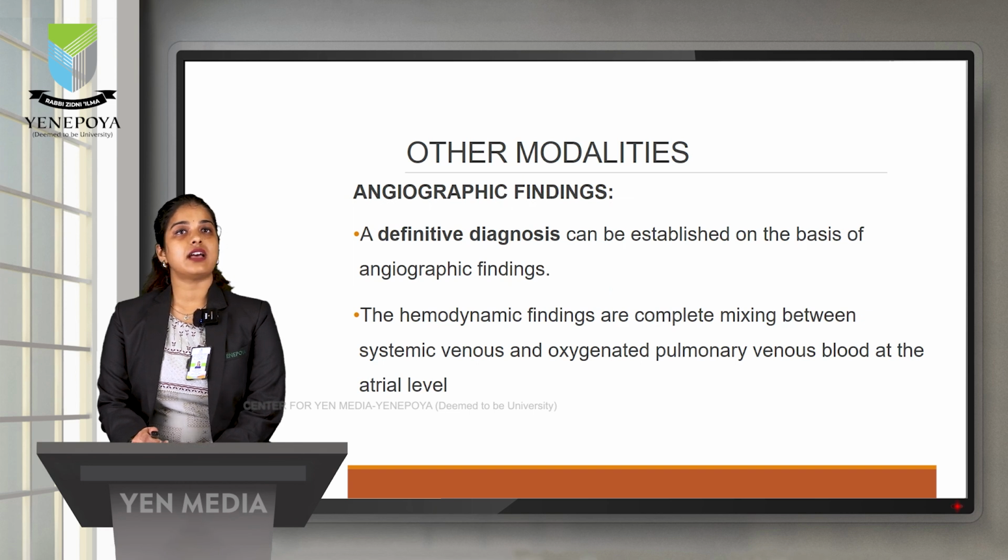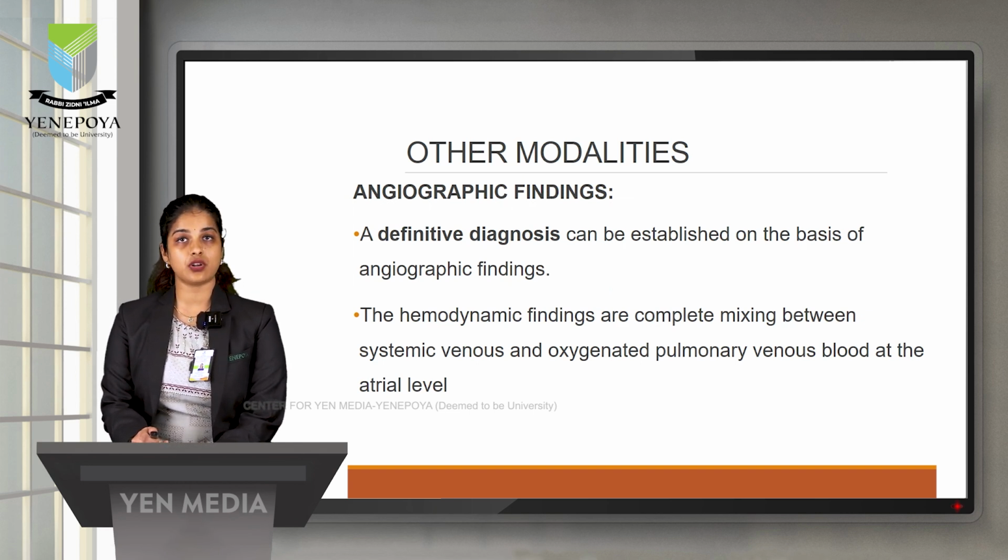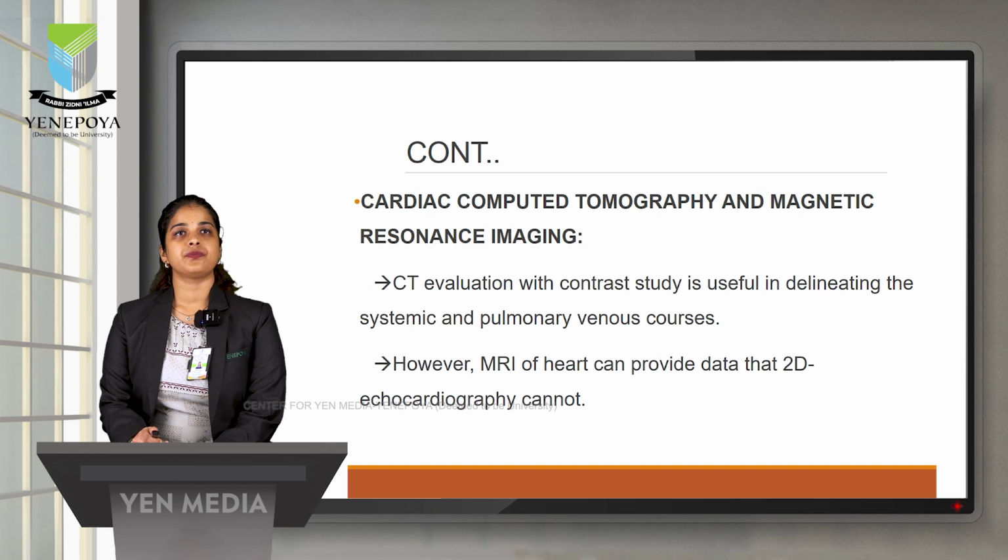Other modalities include angiographic findings. A definitive diagnosis can be established on the basis of angiographic findings. The hemodynamic findings are complete mixing between the systemic venous and the oxygenated pulmonary venous blood at the atrial level. So any step up in oxygen level can be assessed by using angiography.